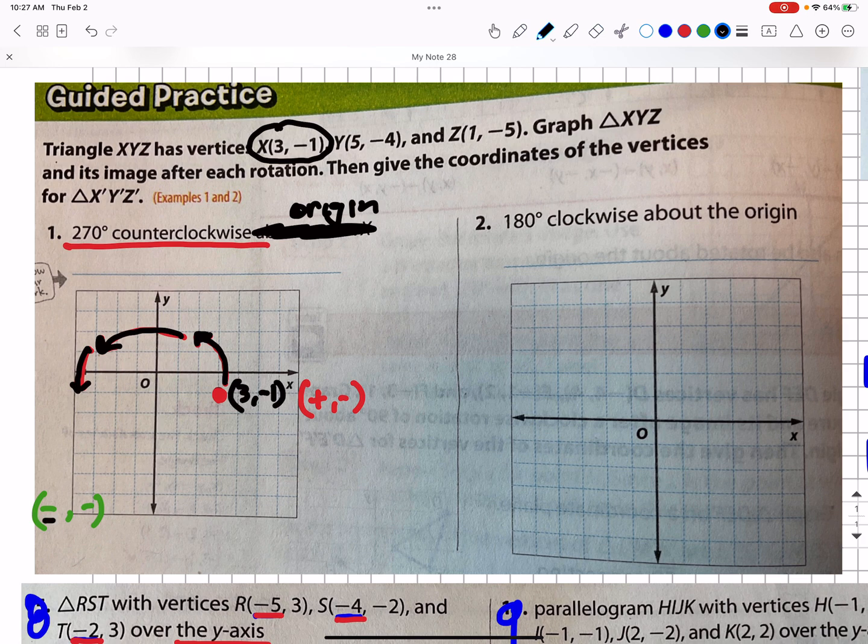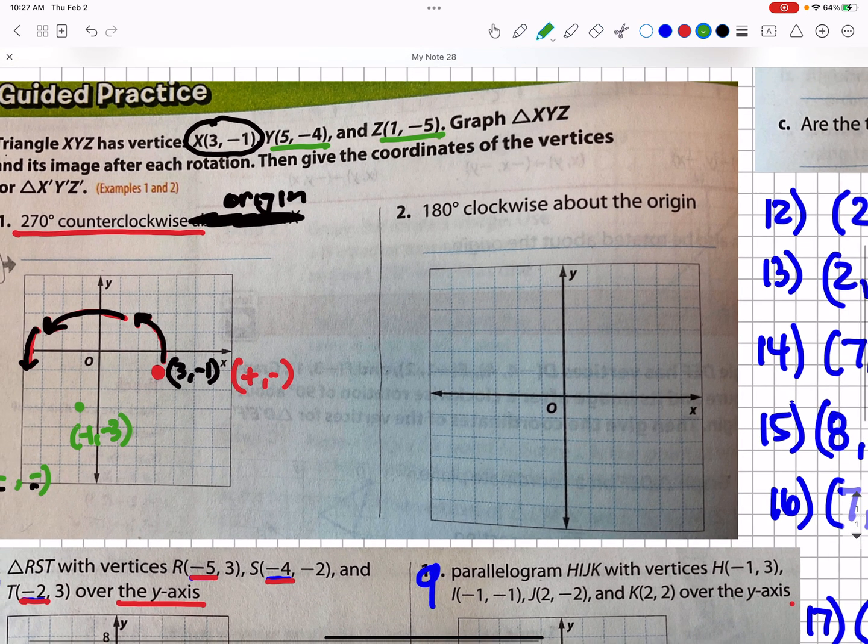But we need to make them both negative because they're in the neighborhood where everything is negative. So we're at -1, -3. There's -1, -3. So you're going to do that with every point. You're going to do that with 5, -4, and 1, -5.